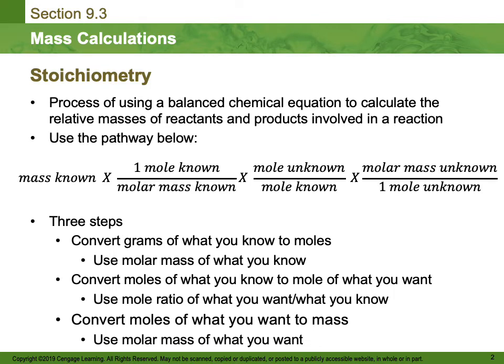What do we know? We know the mass of one of the components. So we're going to convert that into moles of that component using the molar mass. Then we want to convert that into moles of what we want, so we use that new mole ratio of what we want to what we know. And finally, we'll convert the moles of what we want into the mass of what we want. So that's how we would apply the principles of the balanced chemical equation.